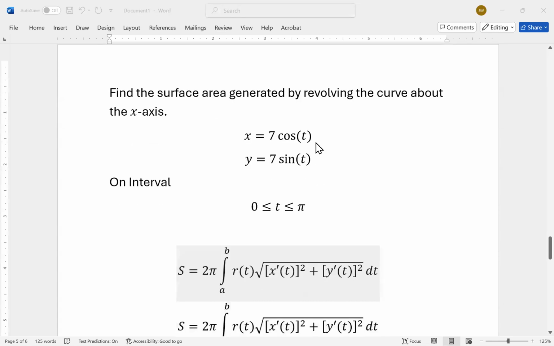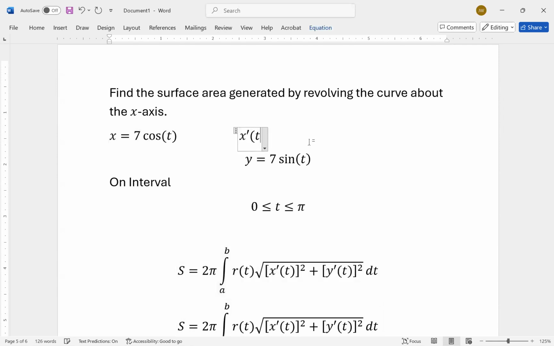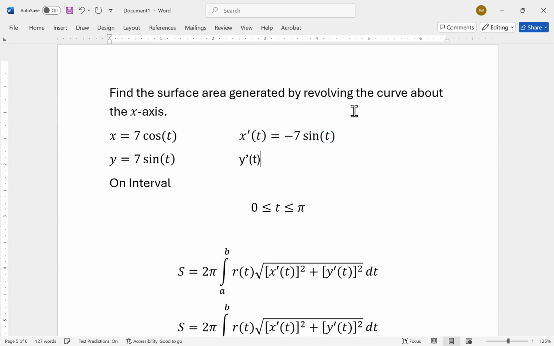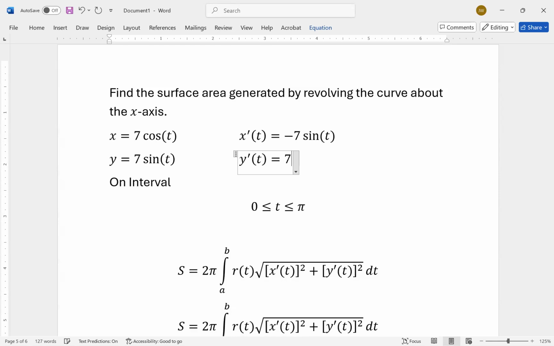All right, so let's go through this. We have to figure out the derivatives first. Derivative with respect to t of x is going to be negative 7 times the sine of t. The derivative of y with respect to t is going to give me a positive 7 times the cosine of t on the interval from 0 to pi.